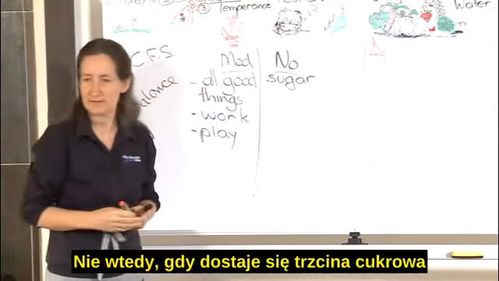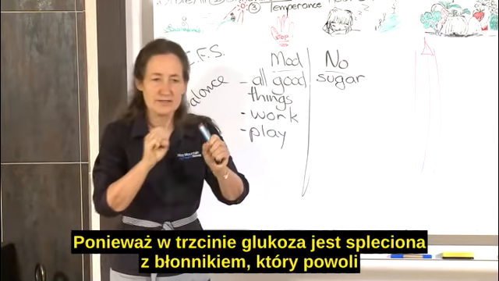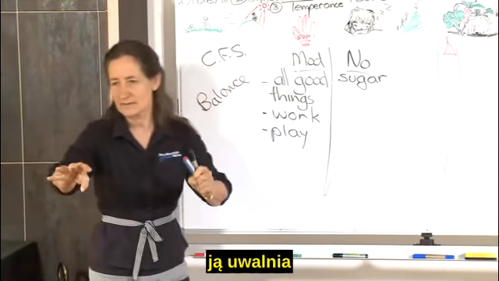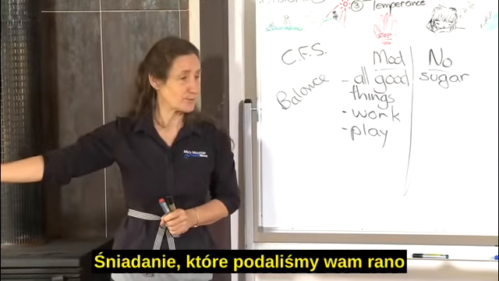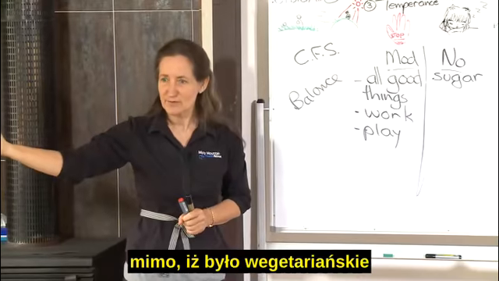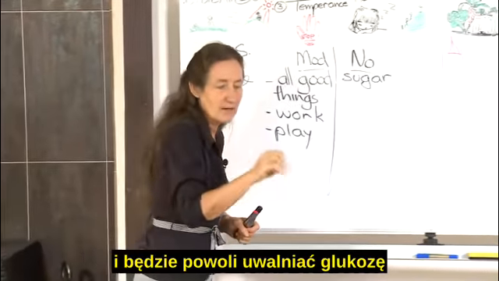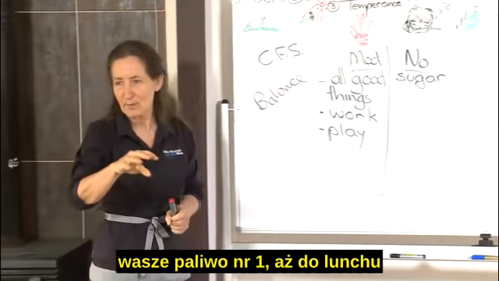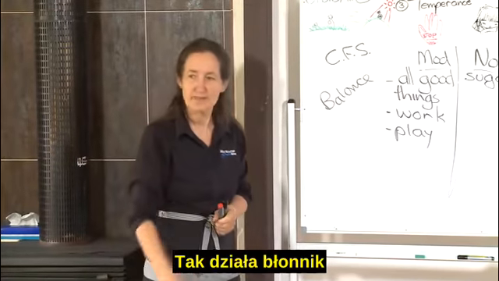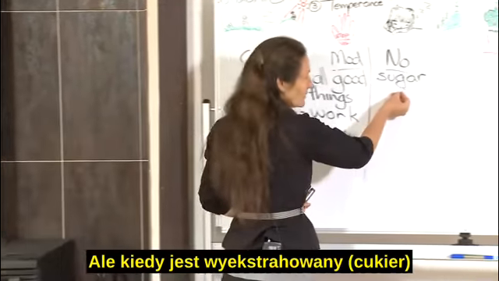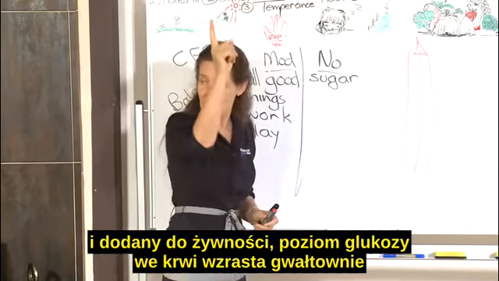Not when sugar cane goes in, because in sugar cane the glucose is all bound up in fibre and it slowly releases it, which is exactly what your brain needs. The breakfast that we served you this morning, even though it was a vegetable breakfast, had a lot of glucose in it, but it was all bound up in fibre, and it's going to slowly release glucose, your number one fuel, all the way to lunch. That's what fibre does. But when it's extracted and put into foods, blood glucose levels rise dramatically.